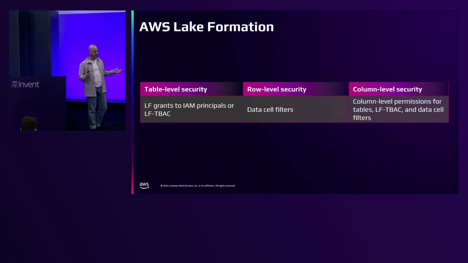For column level security in Redshift, there's column level permissions for tables. So can you or can you not even see that this column exists? That can be based off of LF-TAGs, and then there's data cell filters that also work for column level security.